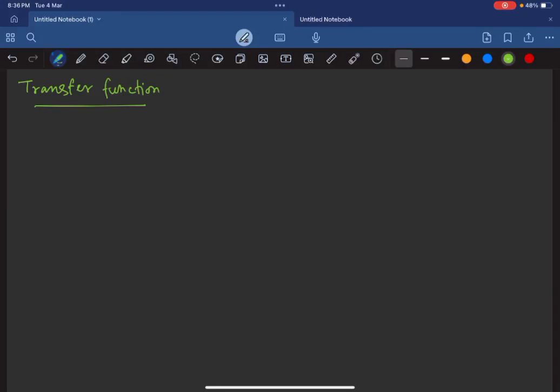So for this transfer function, first you need to know what is a linear time invariant system. So linear, time, invariant, system. So linear time invariant system, LTI. Okay, linear time invariant system.